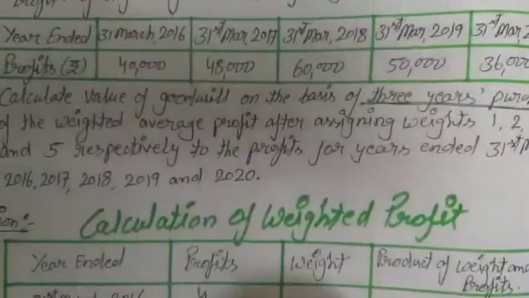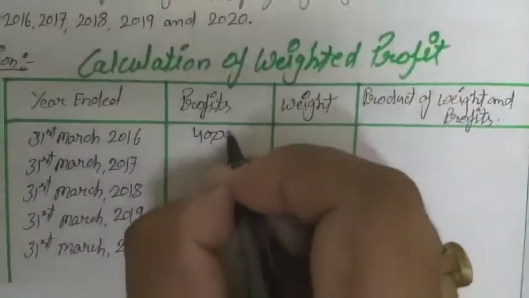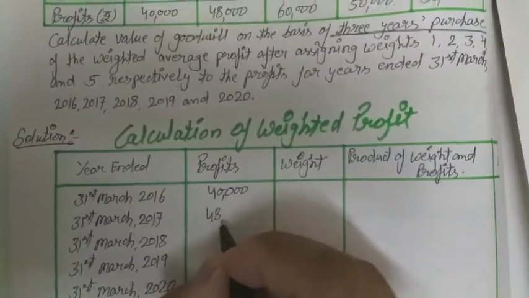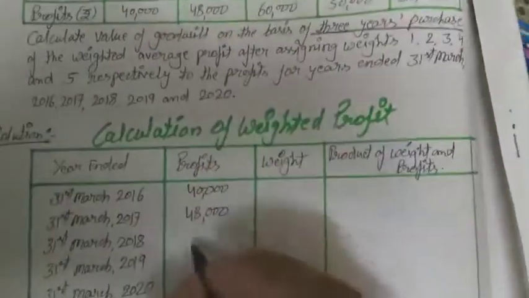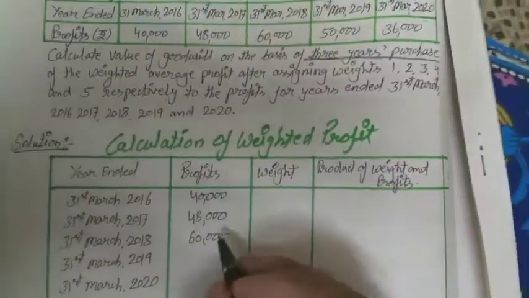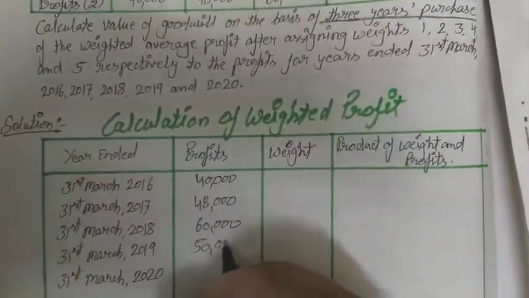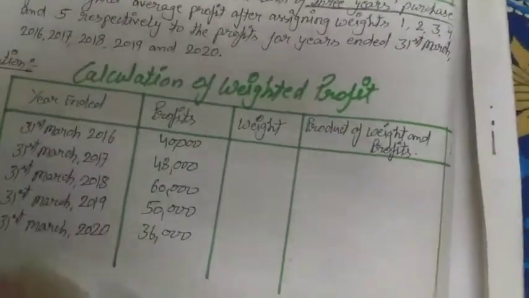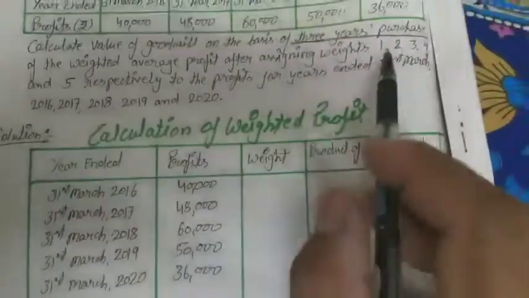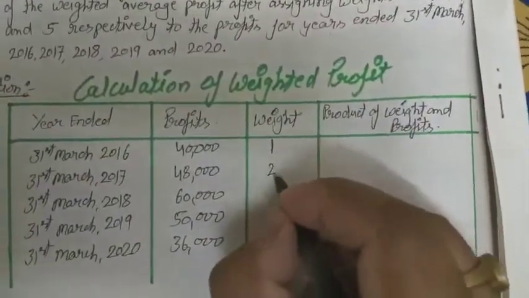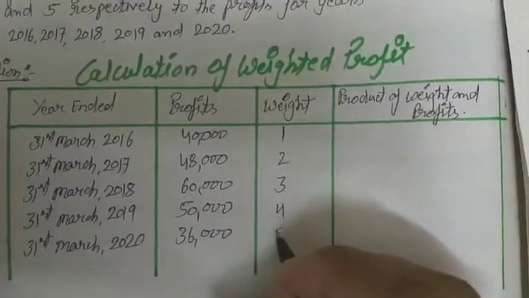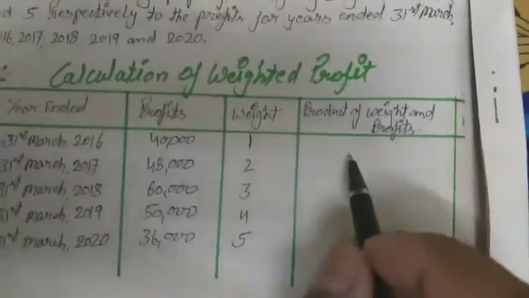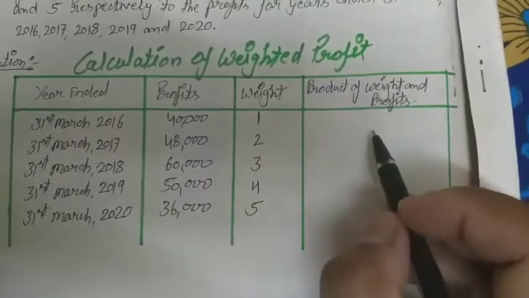First one is 40,000, second 48,000, third one is 60,000, next 50,000 and 36,000. The weightages for the year 2016 is 1. Sequentially we will write 2, 3, 4 and 5. And now we will multiply both profits and weightage. Then we have to write here the product of weight and profits.